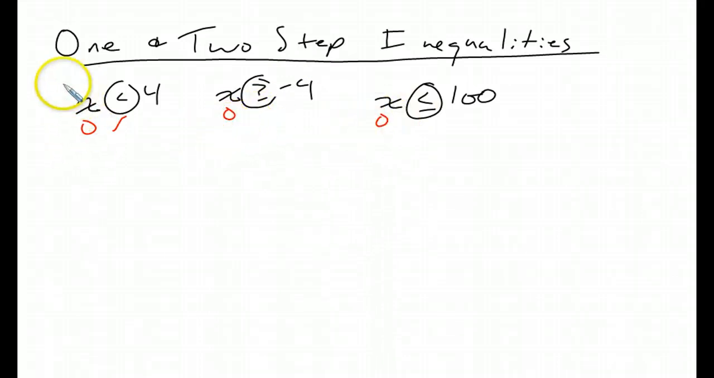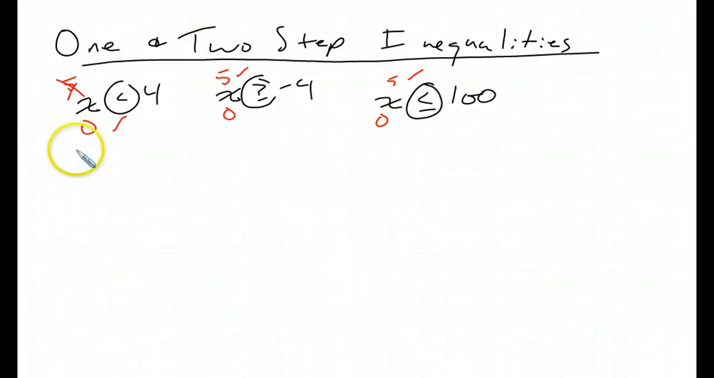But if I tried something like 5, is 5 less than 4? No, so I couldn't choose 5. Is 5 greater than -4? Yeah, I could pick it for that one. Is 5 less than 100? Yeah, I could pick 5 for that one too. So it's just any number that you could really pick.